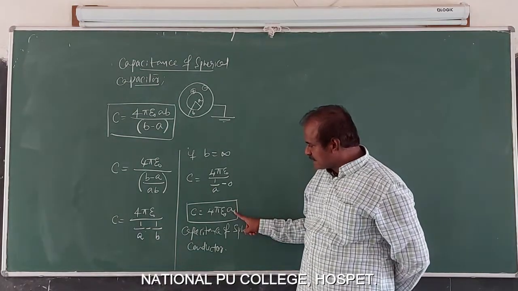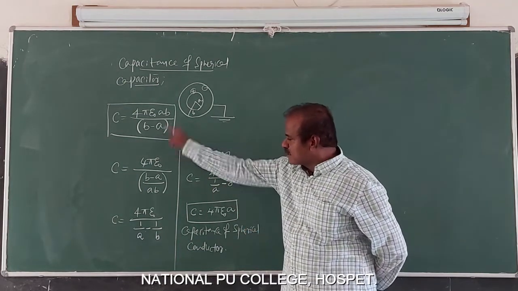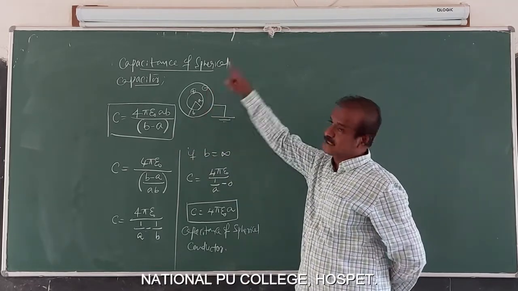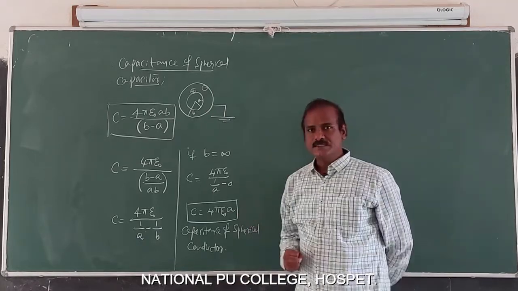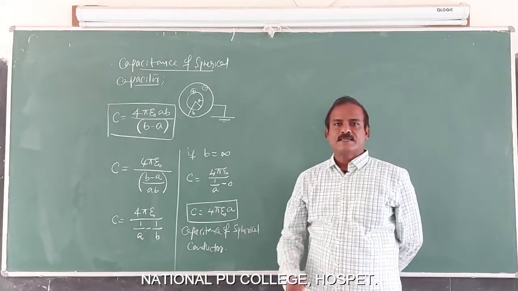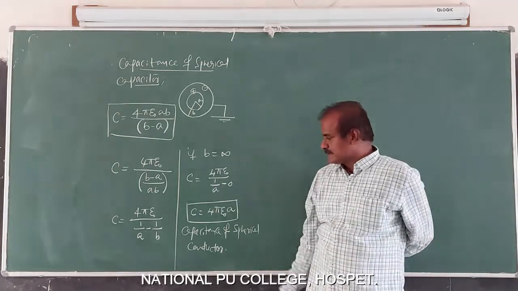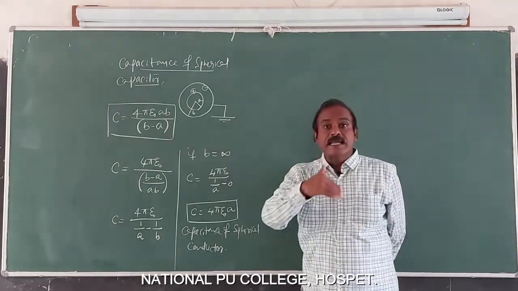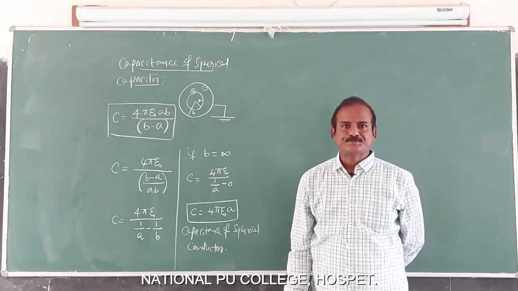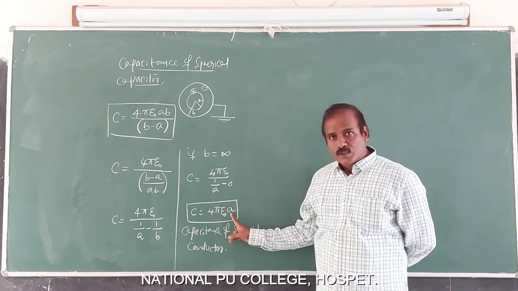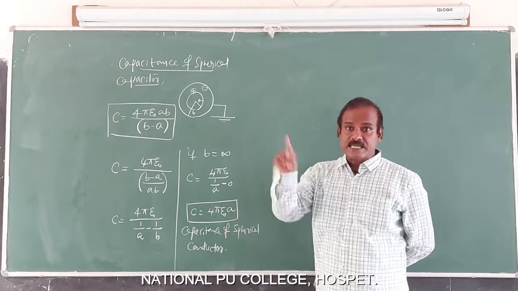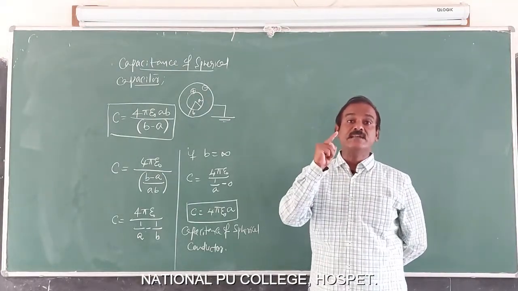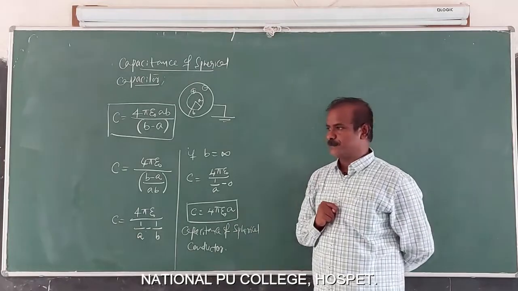This is related to this formula, provided the outer spherical conductor is at infinity. So we can conclude that the capacitance of a spherical conductor, here it is written, this is the capacitance of a spherical capacitor. So we conclude that the capacitance of a spherical conductor is the same as that of a spherical capacitor whose outer conductor is at infinity. This is what we have to conclude.